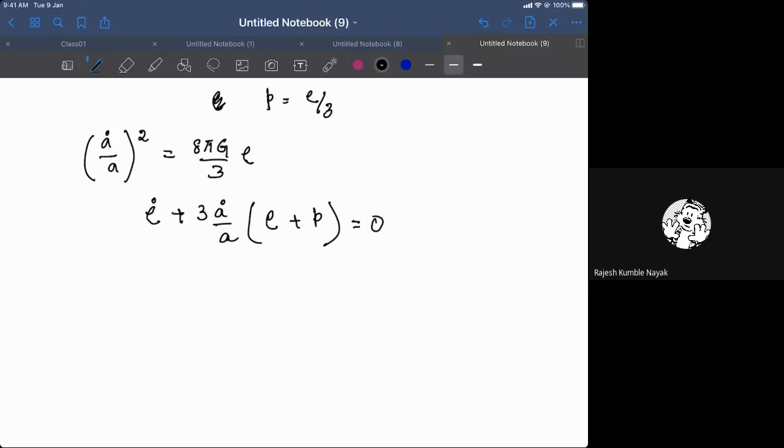Siri, do you know what is the Hubble constant? Let's try what Siri knows about cosmology. Siri, do you know what is the Hubble constant? Here's what I found. Can you read it out?